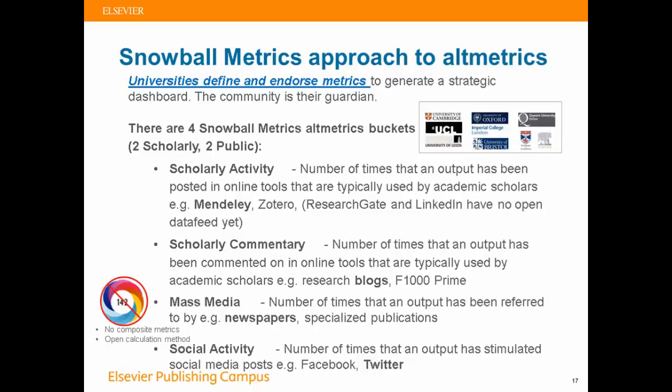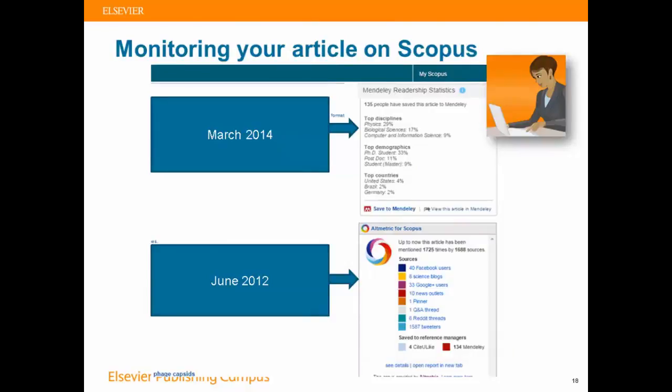And I think that one thing in science that you would not like to see is something that comes out of a black box. So we think that altmetrics are good, but it should not be a composite metric. It should be based on an open calculation method. And that is also an outcome of these Snowball metrics discussions.